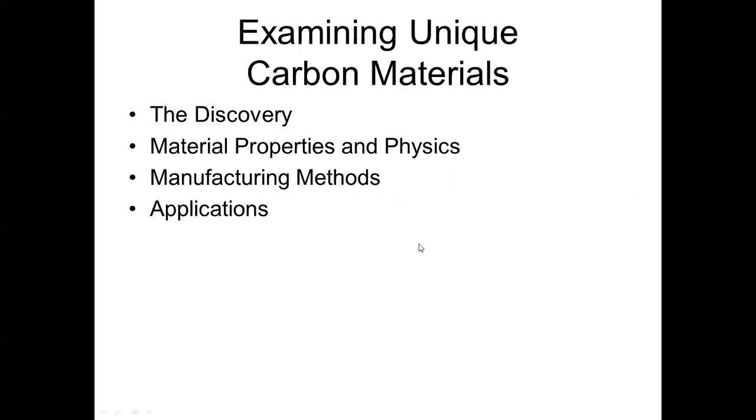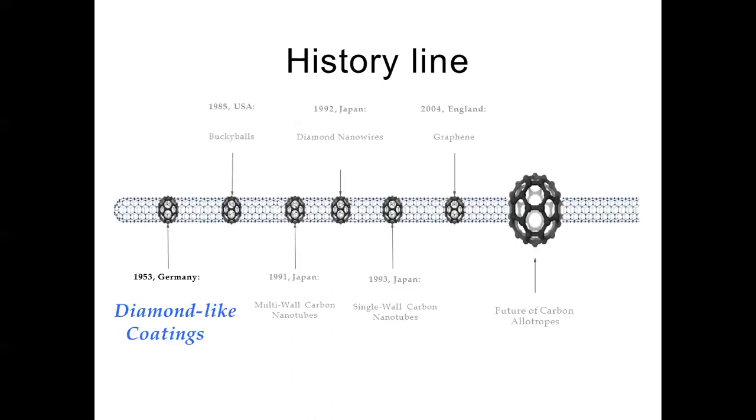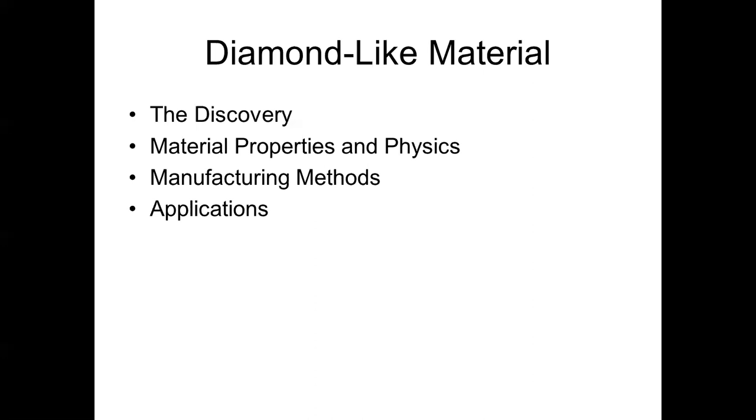So here's how we're going to examine unique materials throughout this presentation. We're going to look at the original discovery, or the one that's the most popular. These things have been discovered multiple times, but we'll look at the people who've gotten the most credit for the initial discovery or the practical use of the material. And then we'll look at the material property and physics. Then we'll look at manufacturing methods, and then some applications for that particular material. So in the history line here, what we're going to look at first is diamond-like coatings. So we'll look at the discovery, etc.